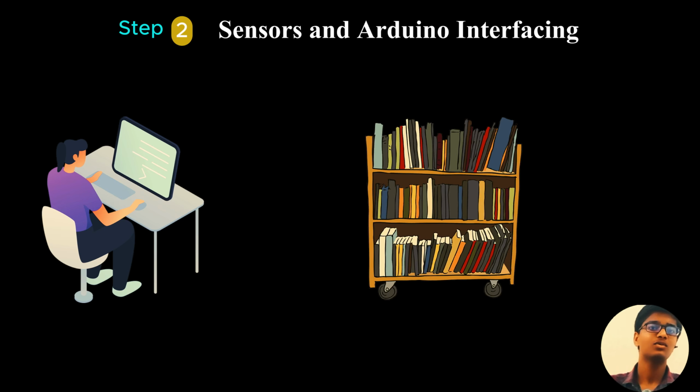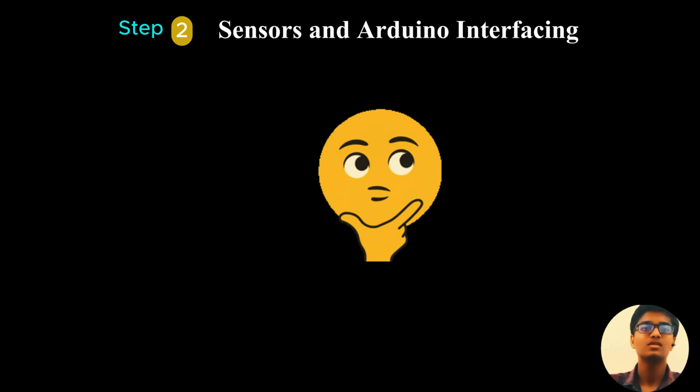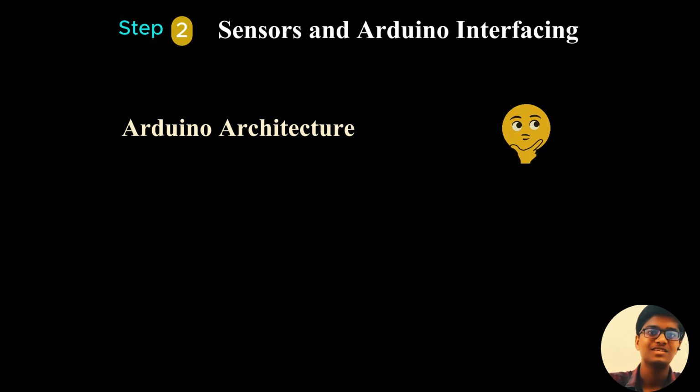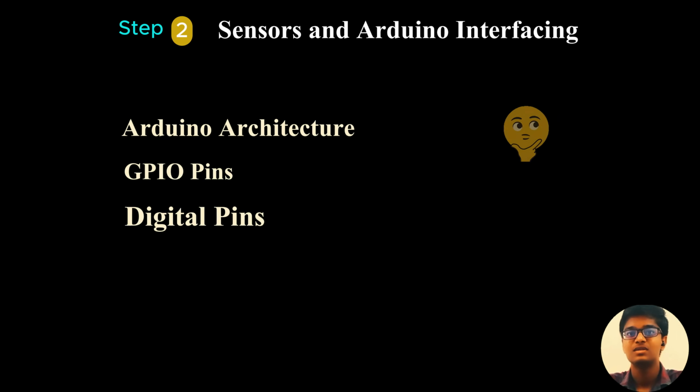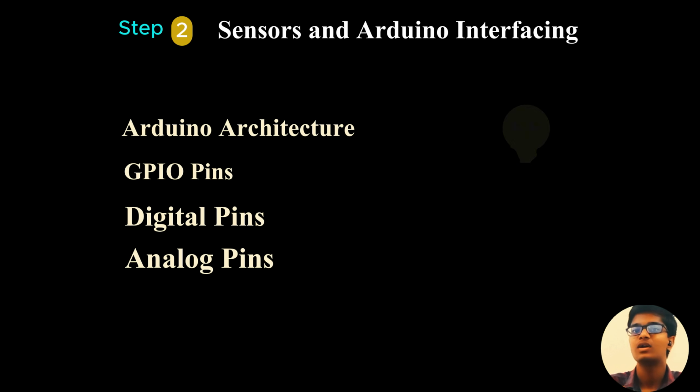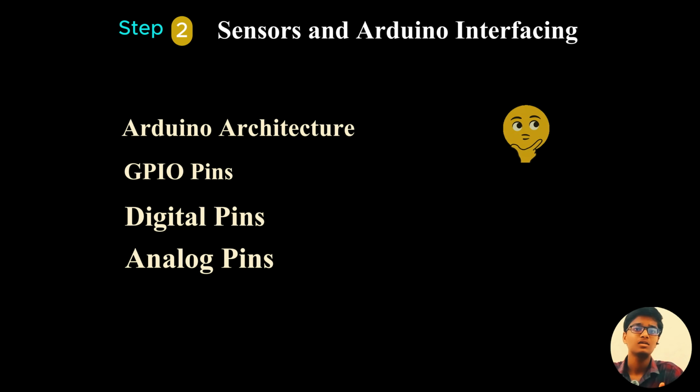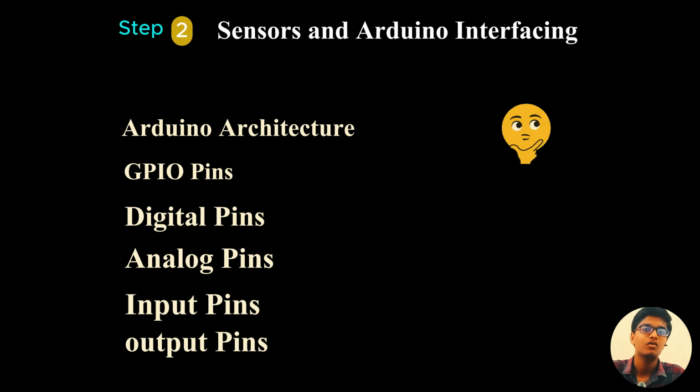And also, in this process, you will understand the Arduino architecture. What are the GPIO pins, digital pins, analog pins? What are the pins used to connect to the communication port? Also, you can understand the input pins and output pins and how they work. So these are the advantages in this step.